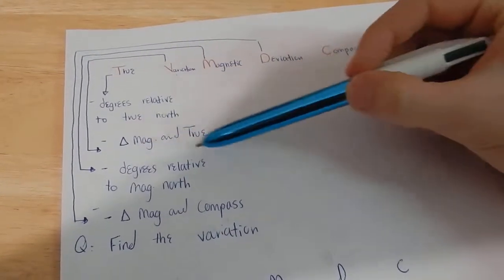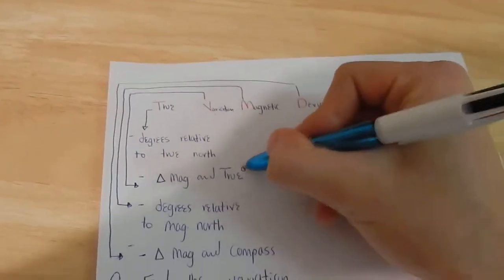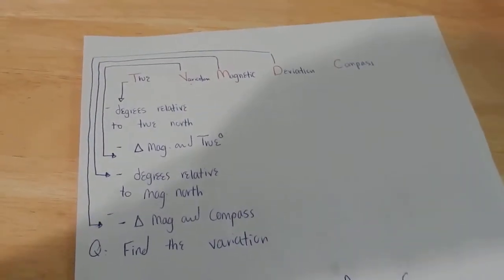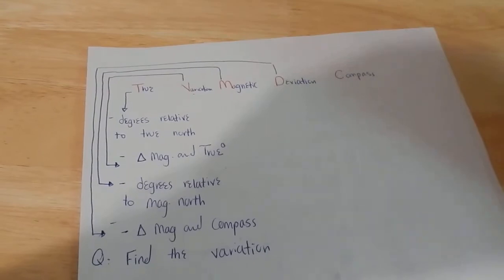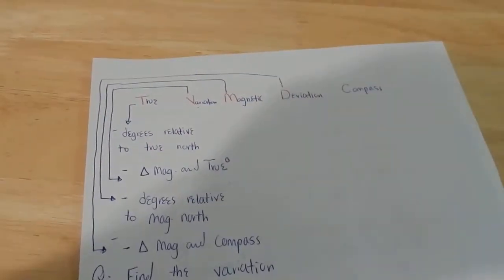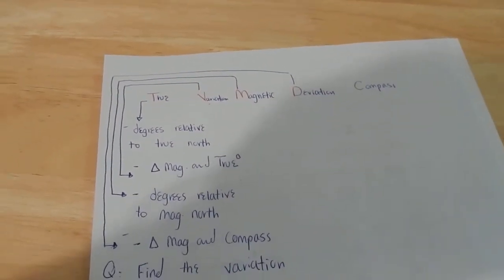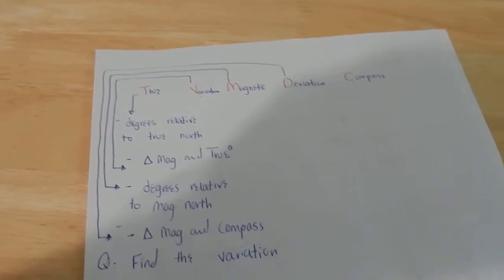So delta, magnetic and true degrees, the difference between magnetic and true. And for magnetic, that's your degrees relative to magnetic north. So your magnetic heading would be your heading relative to the magnetic north.